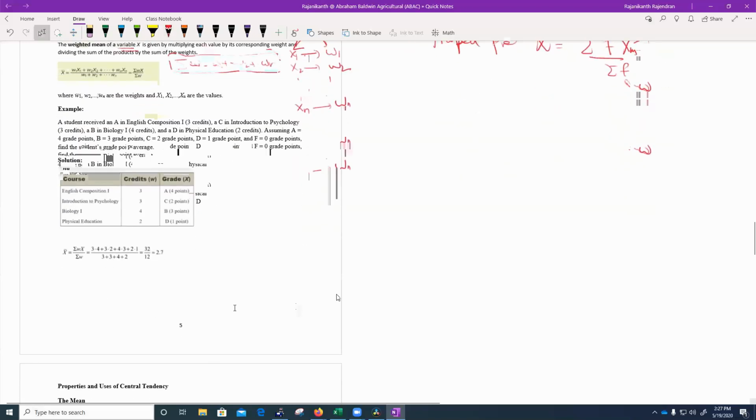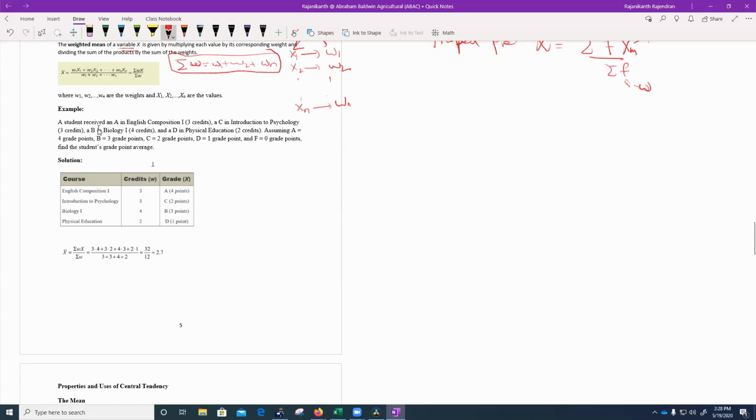Okay, so look at this problem. A student received an A in English composition 1, which is a 3 credit course, a C in introductory psychology, which is also a 3 credit course, a B in biology, 4 credits, and a D in physical education, 2 credits. Assuming that A is 4 grade points, B is 3, C is 2, D is 1, and F is 0, find the grade point average for that particular student.